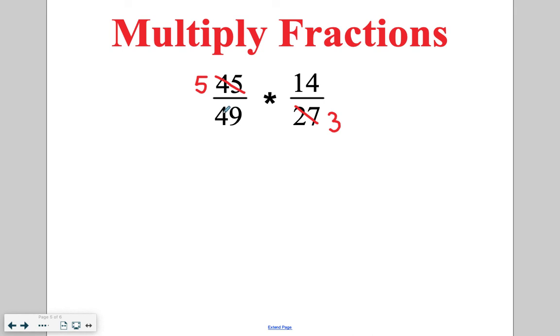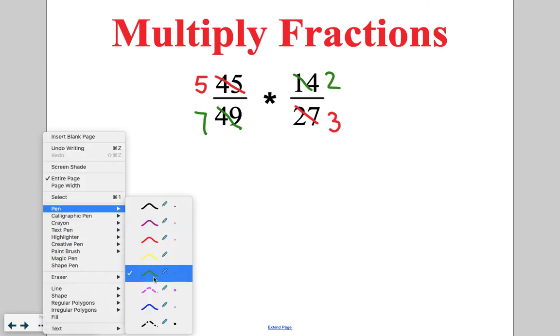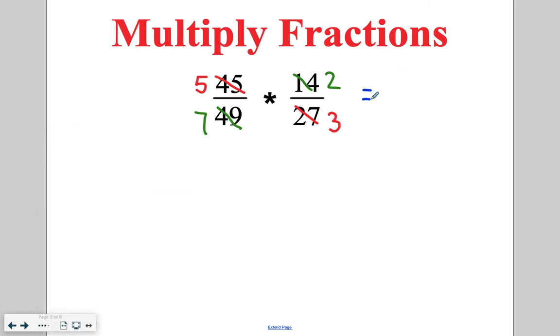When I divide 49 by 7, I get 7. When I divide 14 by 7, I get 2. So now, in my numerator, I have 5 times 2, which is 10. And then in my denominator, I have 7 times 3, which is 21. So your final answer to the problem is going to be 10 over 21.